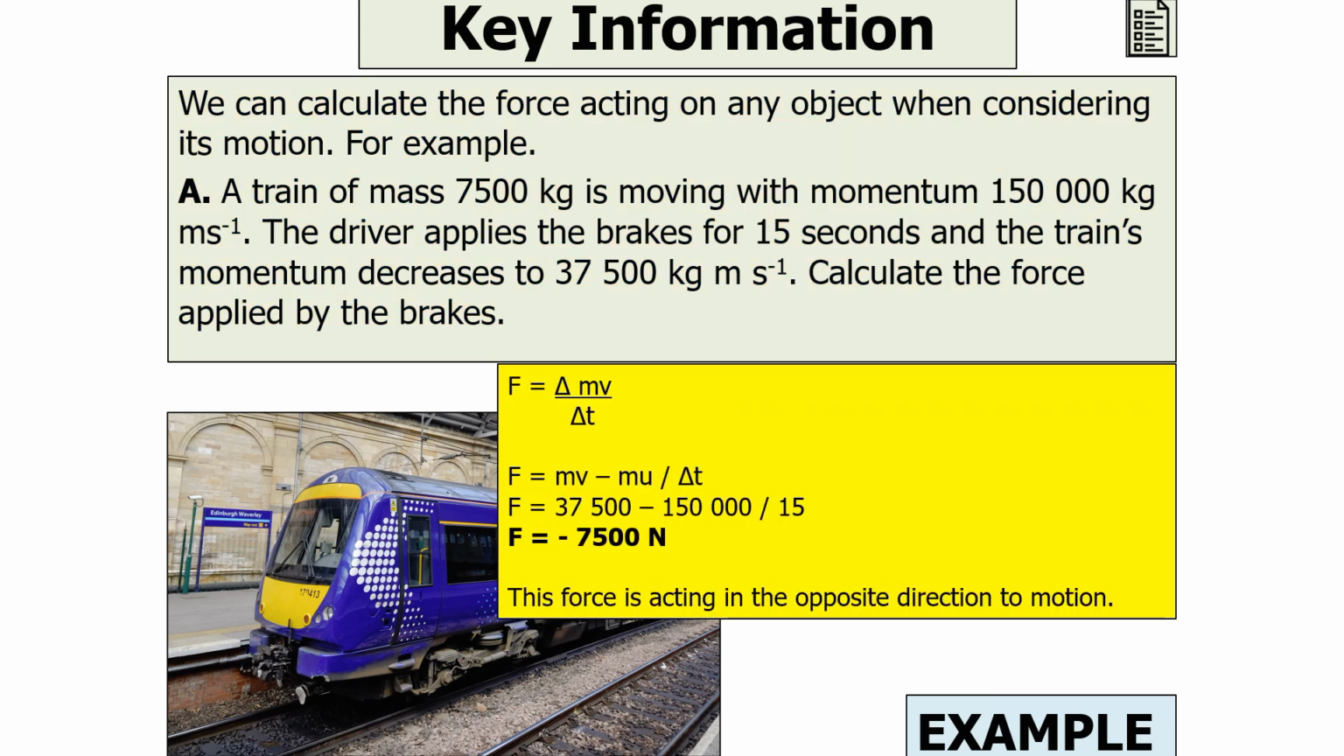So we know F is equal to Δmv over Δt. So Δmv is mv minus mu over Δt, so it's 37,500 minus 150,000 divided by the time, which is 15 seconds. So it's minus 7,500 newtons. The negative is important because it indicates to us that the force is acting in the opposite direction to motion.